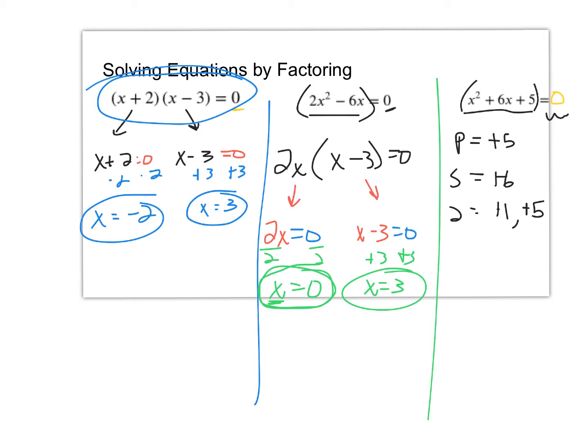Okay, so now x plus 1, x plus 5 equals 0. And now that we factored, we pull the pieces apart.